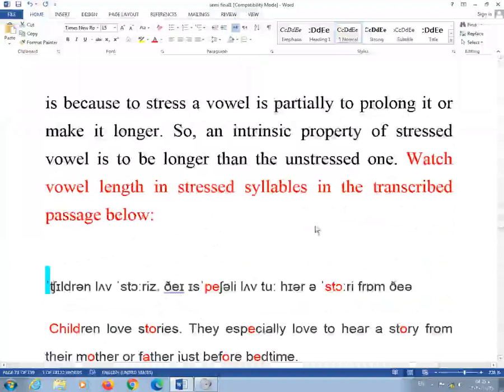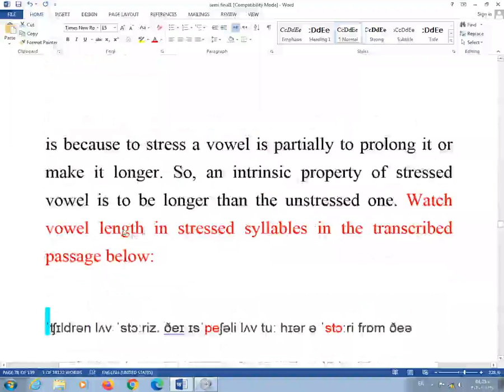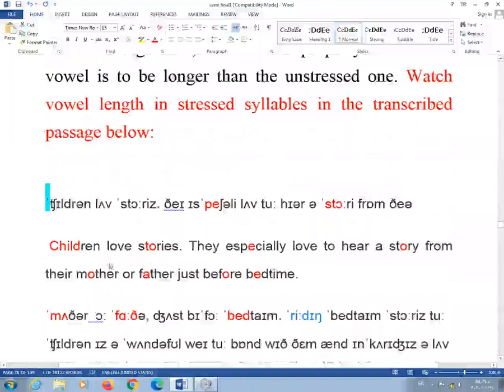Okay, stress is a very important factor, because stressed syllables have vowels which are longer than unstressed syllables. Okay, let's watch vowel lengths in stressed syllables in the transcribed passage below. Here we have children, okay? Look at the transcription. Here we have a word which is made up of two syllables. The first syllable is chil, and the second is dren. Which one do you hear most? Yeah, it's the first. And as you see, it's marked by a small vertical stroke. Okay, a small vertical line high up, as you see.